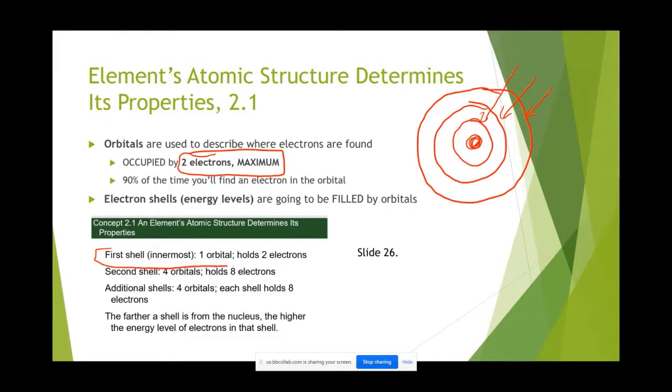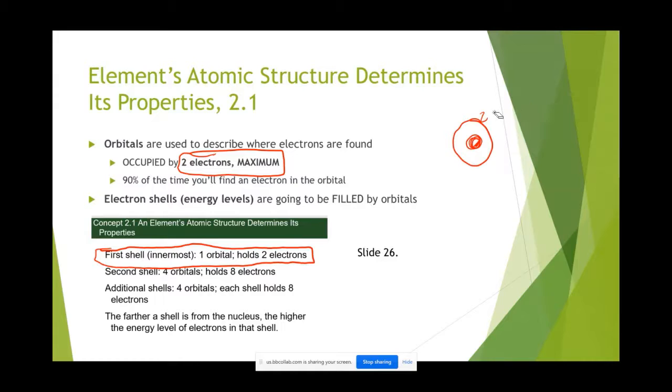I'm just going to show you this example because somebody just mentioned that the first shell is where you have 1 orbital, right? Am I correct? Yeah, okay. So if this is the first shell, you have 1 orbital, and it holds 2 electrons. 1 orbital holds 2 electrons. That's the first shell. The second shell says this: you have 4 orbitals, which hold 8 electrons.